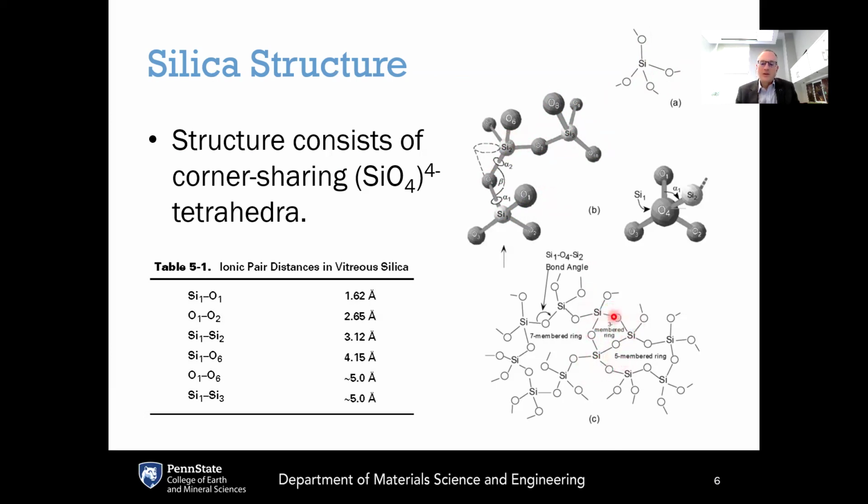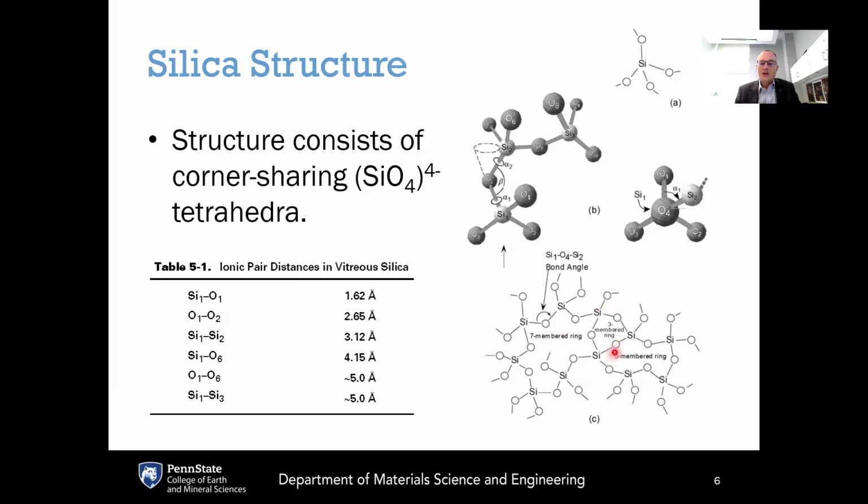And there is some randomness, of course, when it comes to how these tetrahedra are bonded to each other. And that randomness in the medium range order leads to a distribution of ring sizes. They could be as small as, say, a 3-membered ring, which is actually rather energetically unfavorable, but still possible. Larger 4-membered or 5-membered rings. 6-membered rings are very common as well. This is a 7-membered ring.